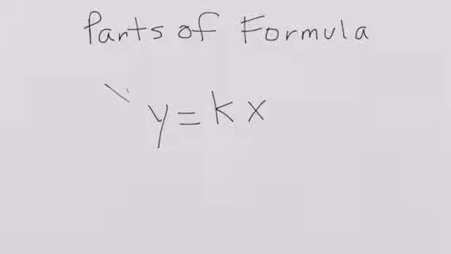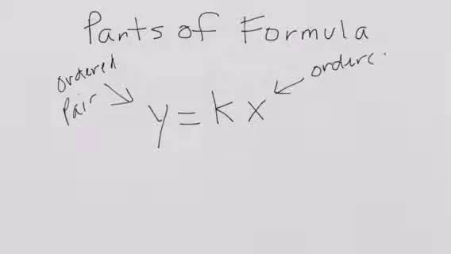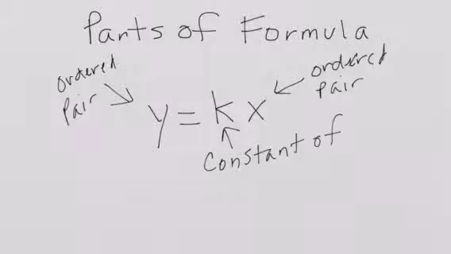Y is going to come from an ordered pair, or a value that I've given you for y. X is going to come from an ordered pair, or a value that I've given you for x. K is called the constant of variation.